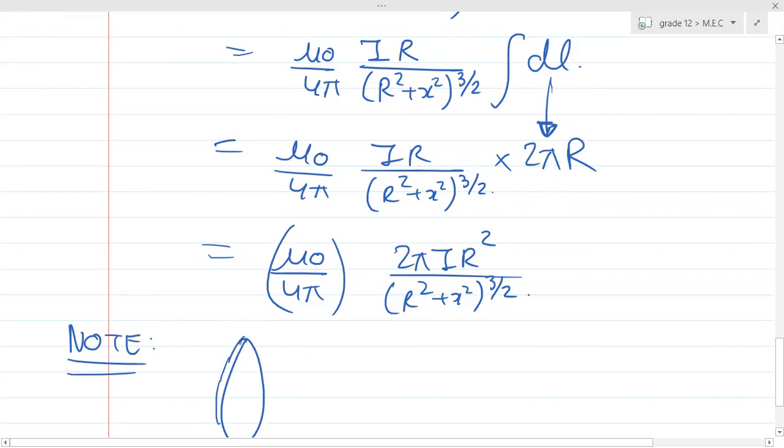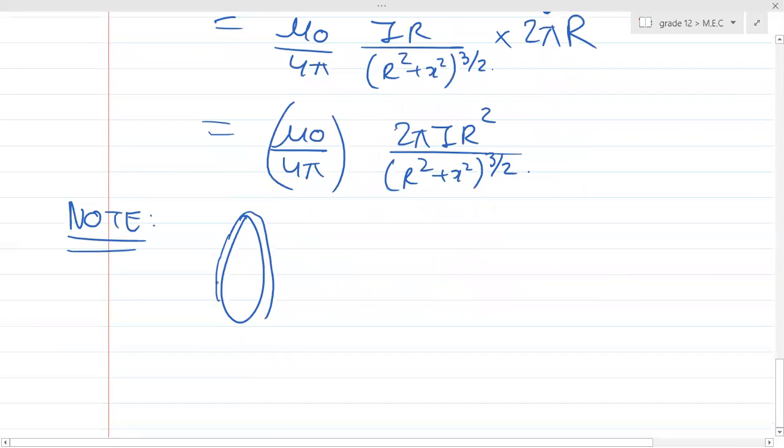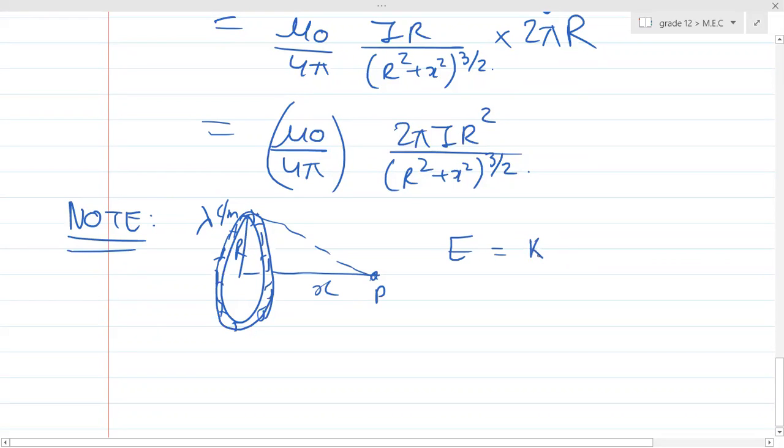You had a ring charge. Everyone remembers the ring charge, right? This is lambda coulomb per meter, and at a point P at distance x from the ring. We want the electric field. The electric field will be equal to K lambda x upon under root of R square plus x square to the power 3 by 2, where K is nothing but the constant.